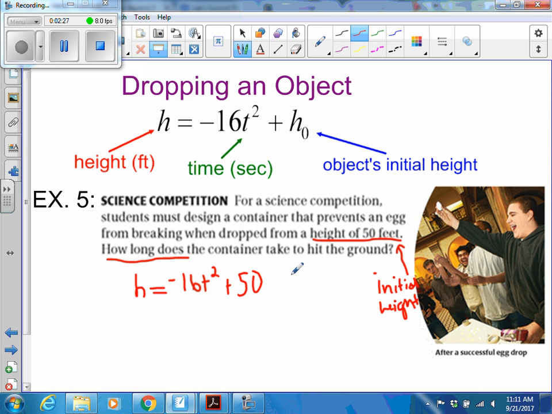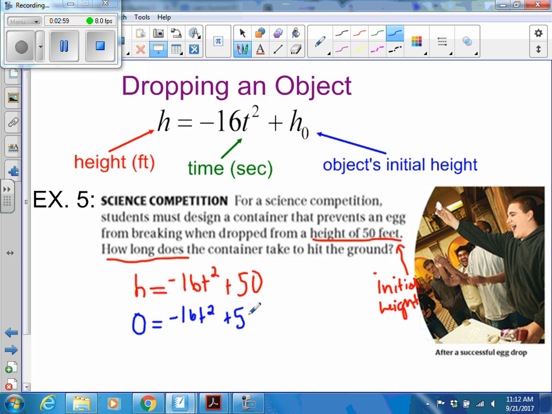Now here they're asking, how long does the container take to hit the ground? Now the ground, if we think about it, that's at a height of 0. Anything above the ground is a positive height. Anything below the ground is a negative. So what we're going to do is take the ground and put 0 in for h. So we're going to plug 0 in for h because the ground is at a height of 0. So we have negative 16t squared and then plus 50.